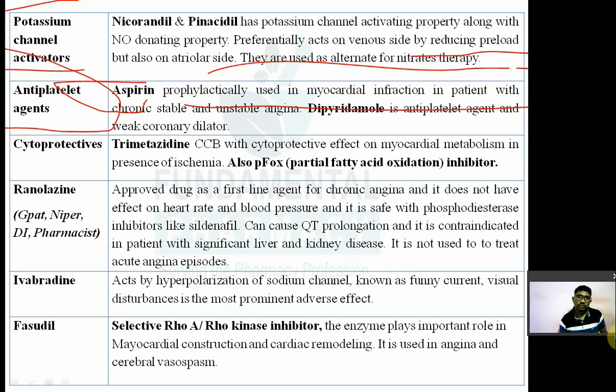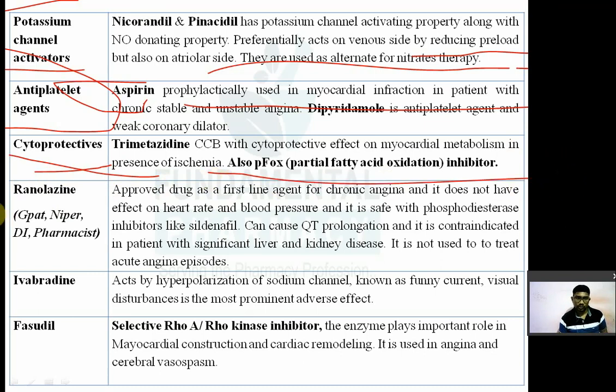Cytoprotective means protecting the cell. If there is ischemia, the cell will die. So cytoprotective means those that will prevent the cell death. So trimetazidine is a calcium channel blocker with cytoprotective effect on myocardium metabolism in presence of ischemia, and they are nothing but partial fatty acid oxidation inhibitors.